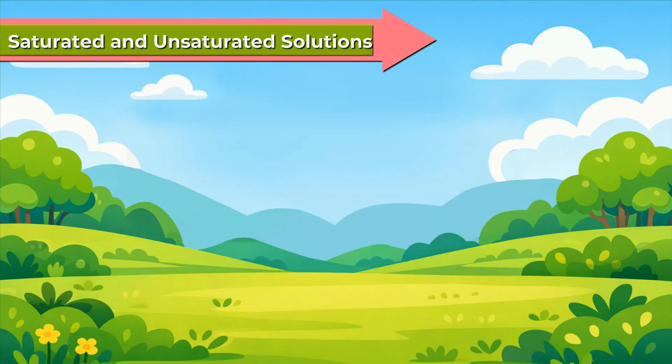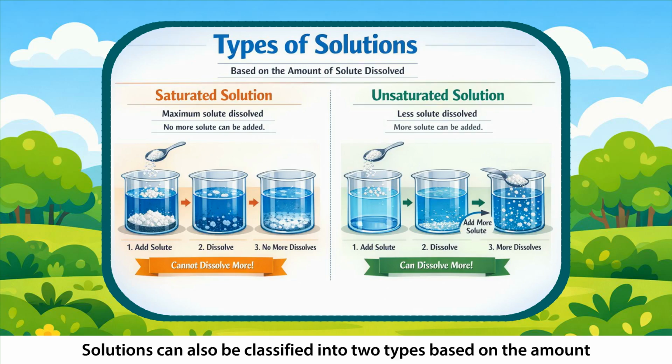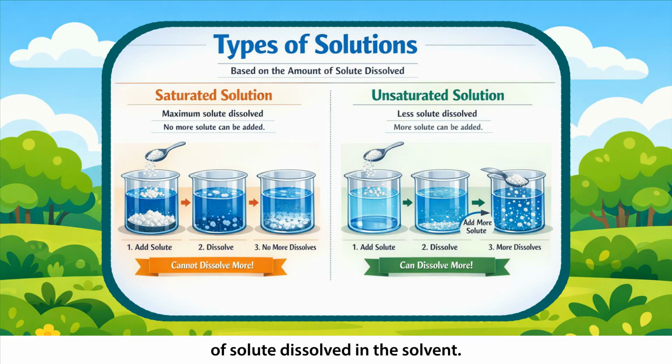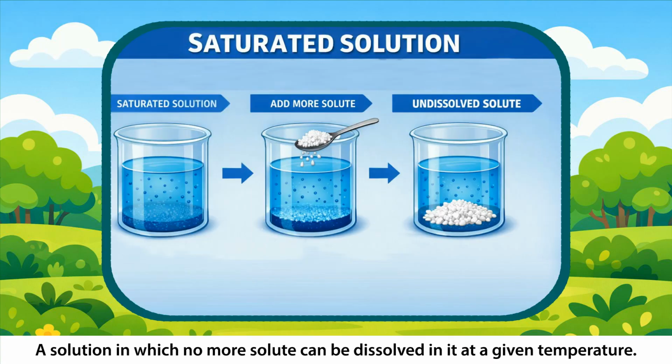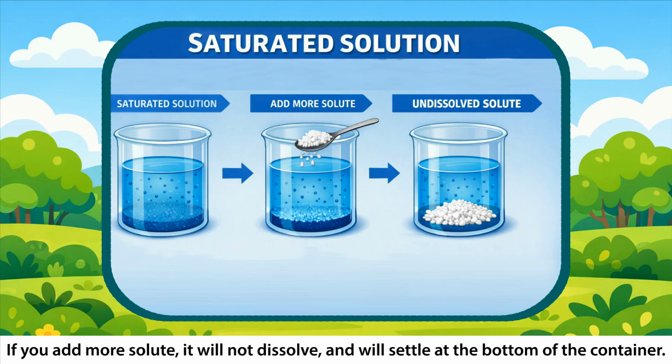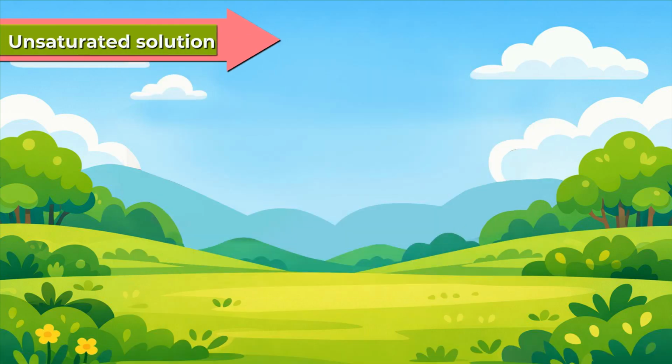Saturated and unsaturated solutions. Solutions can also be classified in two types based on the amount of solute dissolved in the solvent. These are as follows. Saturated solution. A solution in which no more solute can be dissolved in it at a given temperature. If you add more solute, it will not dissolve and will settle at the bottom of the container. Unsaturated solution.